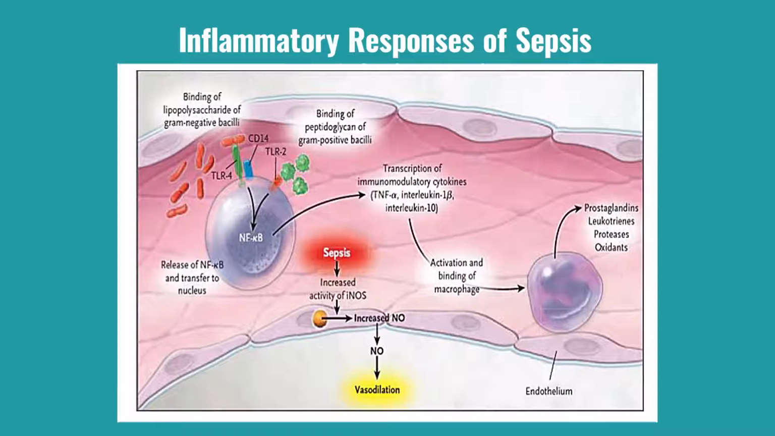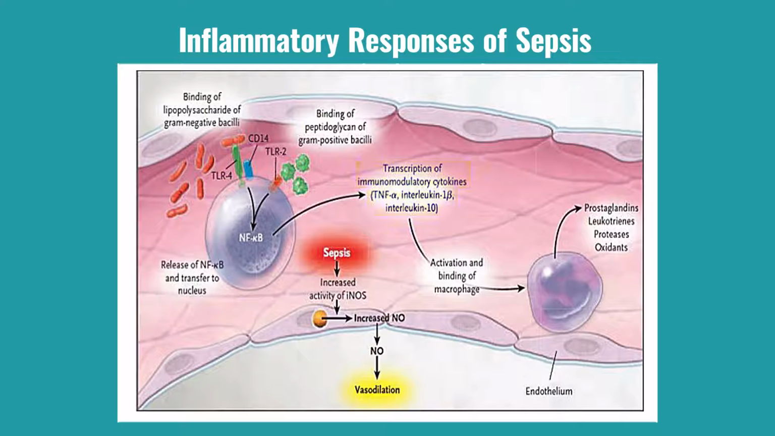So in this first slide, what you can see is I have just depicted a picture of the bacteria which triggers a response in the body. Basically, the cell wall component, that is the lipopolysaccharide of the gram-negative bacilli and the peptidoglycan of the gram-positive bacilli, attach to the receptors present in the white blood cells, and this leads to a transcription of immunomodulatory cytokines like tumor necrosis factor alpha, interleukin 1 beta, and interleukin 10.